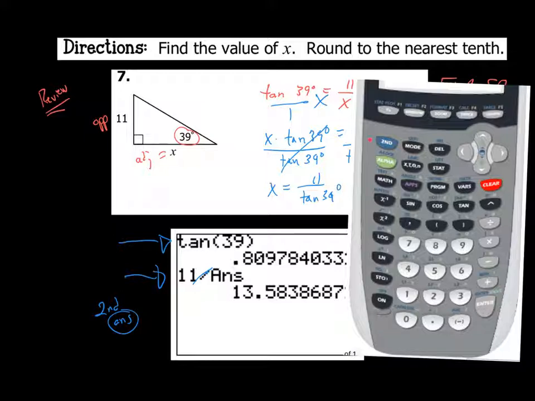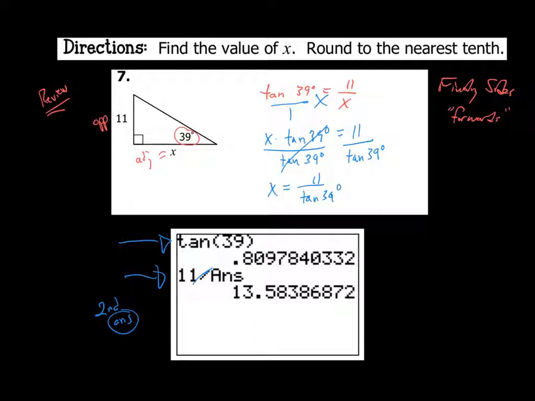If you take a look, I'm pressing the second button right here, this blue button, and then answer is down here. Right? I'm going to press second and then answer, and that will bring the last calculated answer onto the screen for me. So when I do that, I have 11 divided by this last answer, which gives me 13.58 units, which is approximately 13.6 rounded to the nearest tenth.